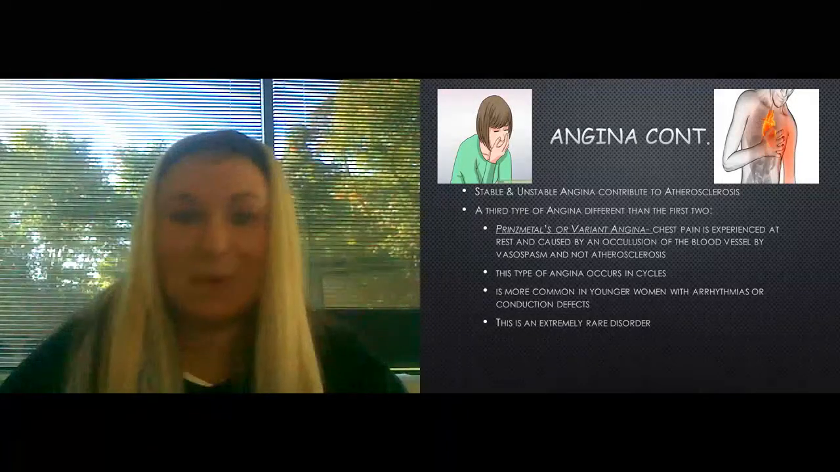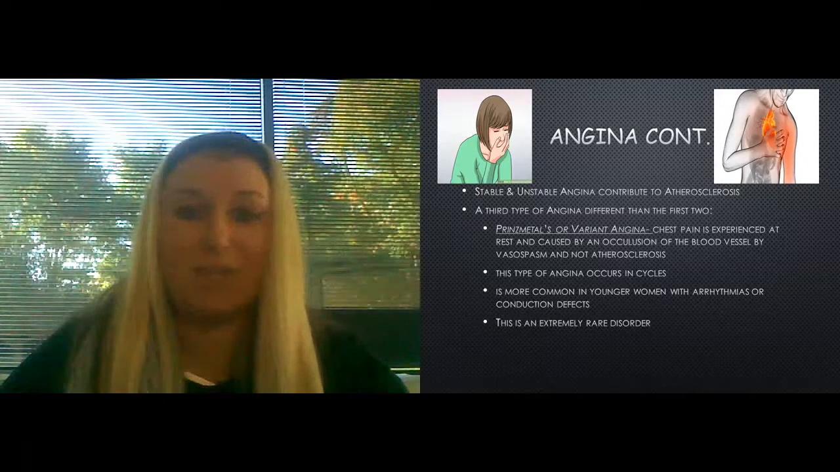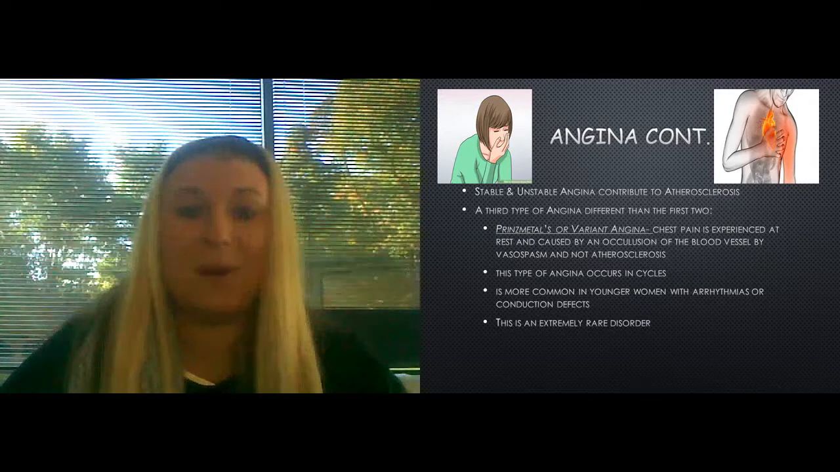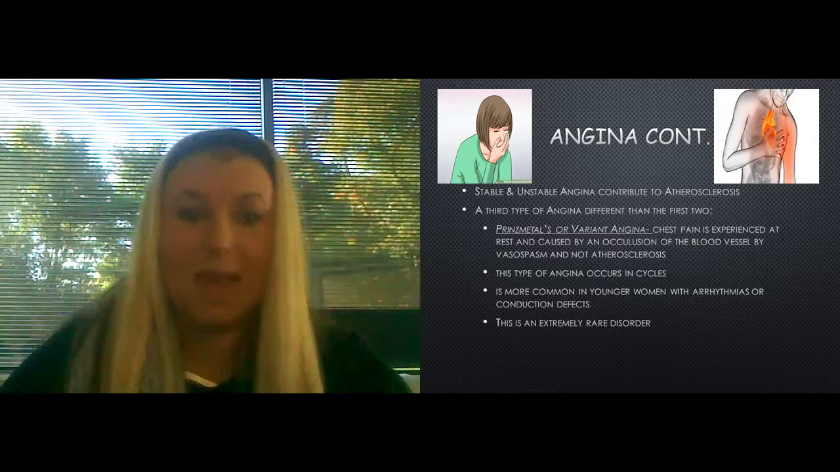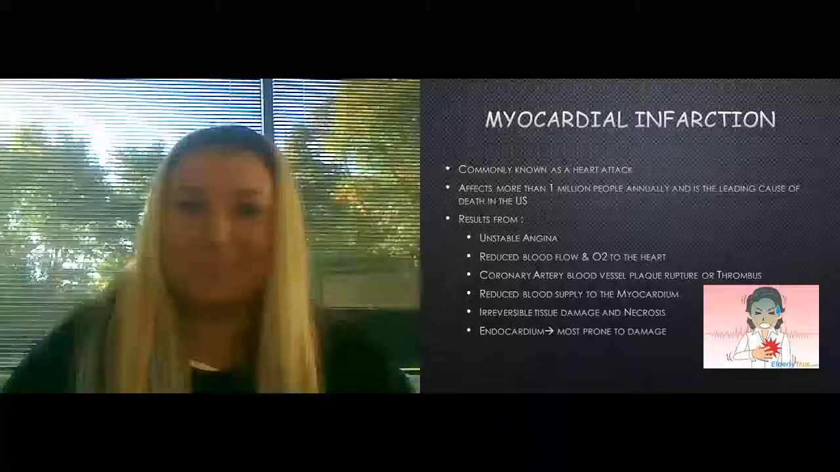Stable and unstable angina contribute to atherosclerosis. A third type of angina, different than the first two, is Prinzmetal or variant angina. This is when chest pain is experienced at rest and caused by an occlusion of the blood vessel by vasospasm and not atherosclerosis. This type of angina occurs in cycles. It is more common in younger women with arrhythmias or conduction deficits. This is an extremely rare disorder.